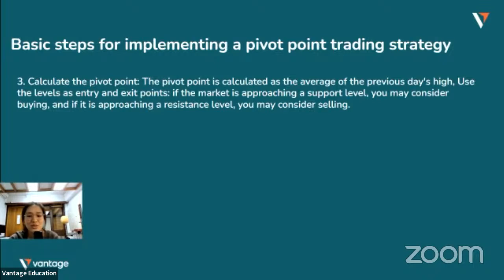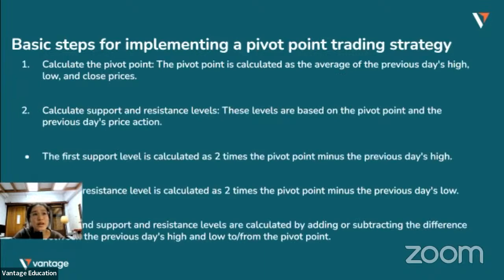So lastly, we want to use the levels that we've calculated in the previous slide. So let me just go back. From the levels that we've calculated in step 2, the third step would then be to use these levels as entry and exit points. Once the support and resistance levels are calculated, you can use them as your entry or your stop loss or your take profit levels. So for example, if the market is approaching a support level, you may consider buying. And if it is approaching a resistance level, you can then consider selling.